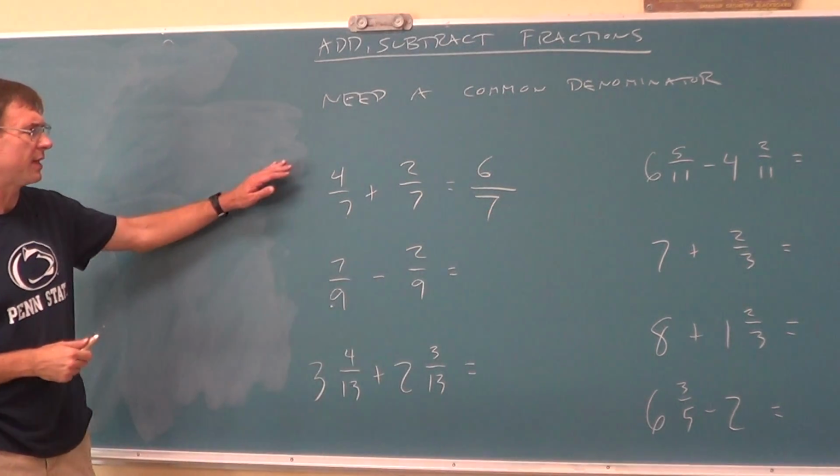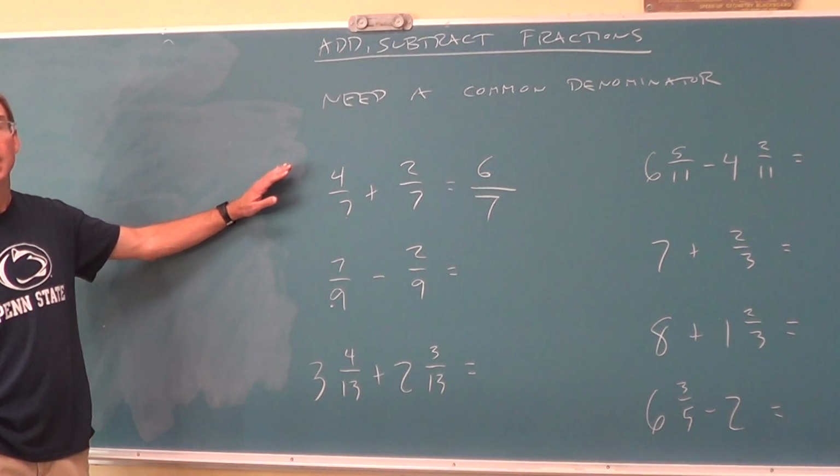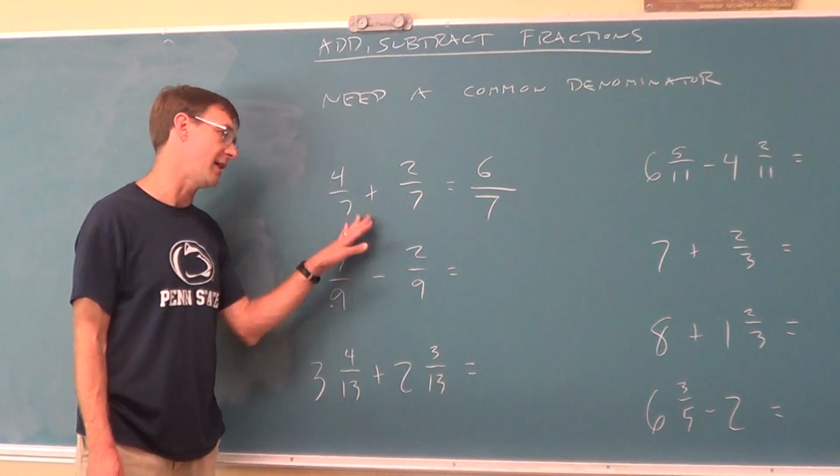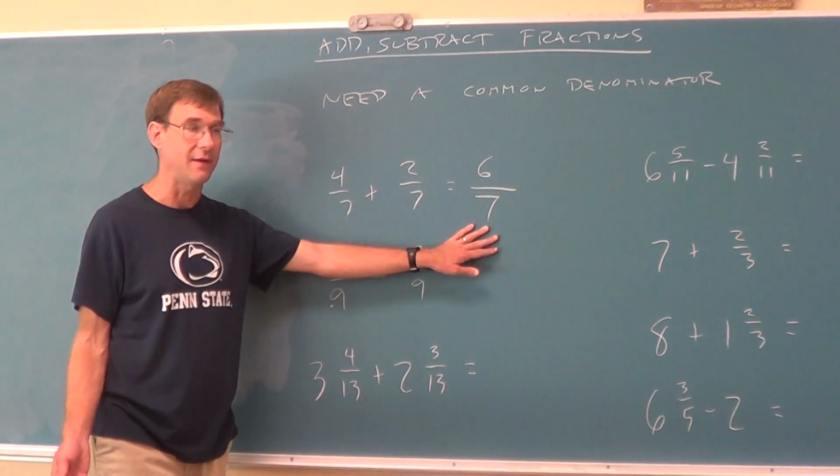So this one, 4/7 plus 2/7, we want to come up with 6/7. So sometimes people think that should be 6/14, and it isn't. We want to have a common denominator, including the answer. So the problem is all sevenths, the answer still needs to continue to be sevenths.